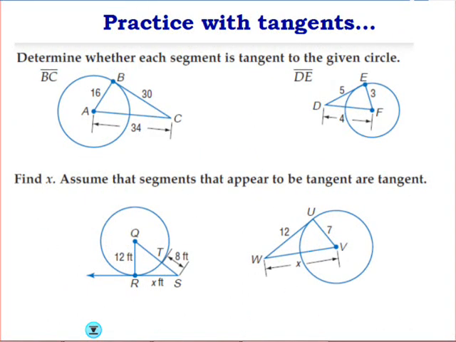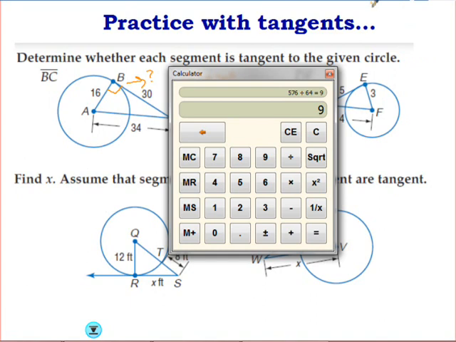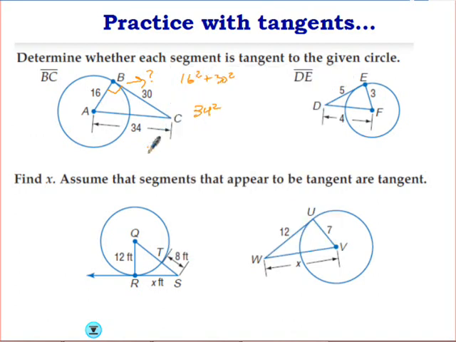Determine whether each segment is tangent to the given circle. So to determine whether or not it's tangent, we really want to know, is this right here a right angle? We just test the Pythagorean theorem here over and over again. Right here we're going to test 16 squared plus 30 squared, and we're going to see if that equals 34 squared. So let's go ahead and test that out. 16 squared is 256. 30 squared is 900. So that's 1156. And 34 squared is 1156. So the answer here is yes.